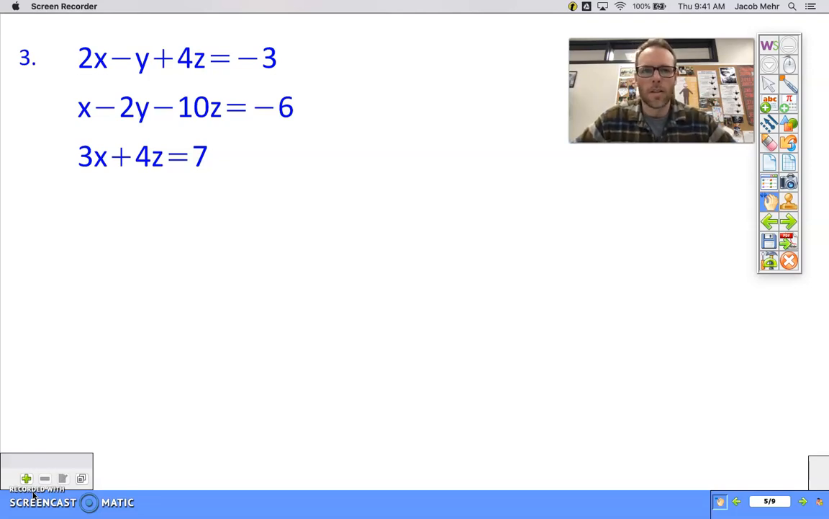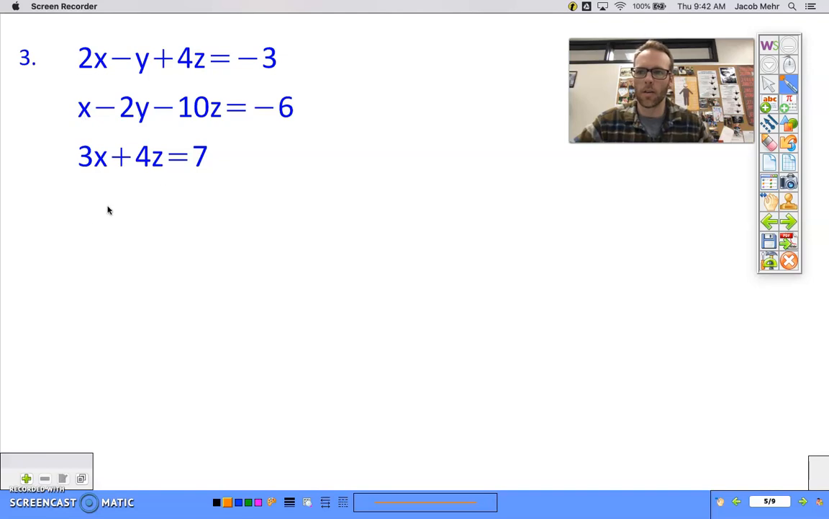All right, so let's look at this Gaussian method of getting our system, which we're writing as an augmented matrix, into reduced row echelon form. So we're stepping it up here, 3 variables, 3 equations. So let's write our augmented matrix.